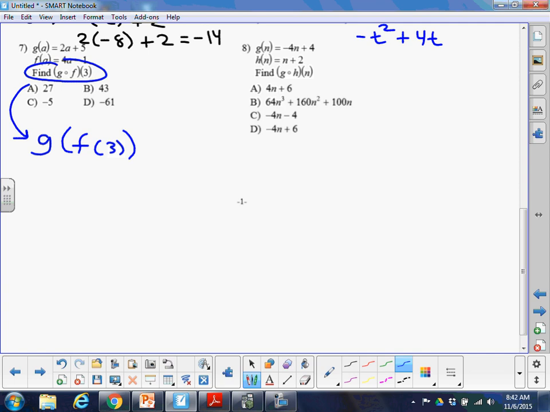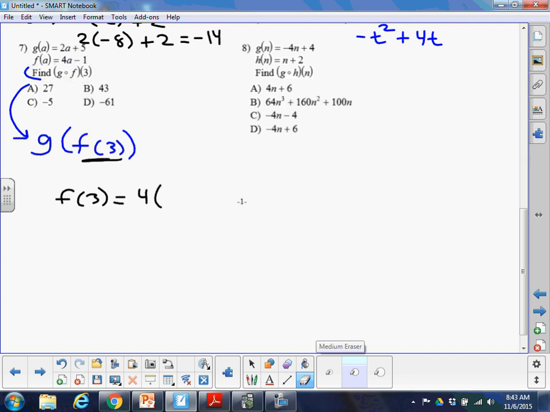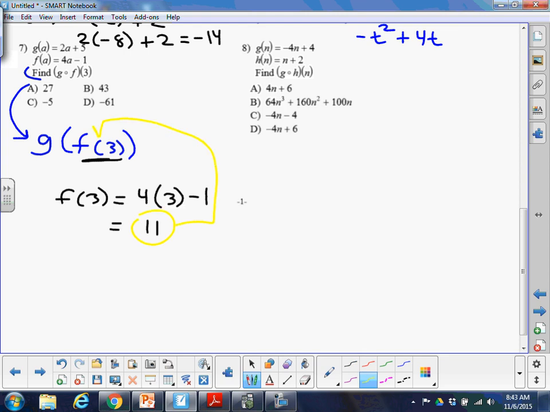Okay, so we need to find first, we always work on the inside, right? So I need to find f of 3 first. Let's find out what this equals. So f of 3, the rule just says it is 4 times, let me just make sure I can read that, 4 times 3 minus 1. Okay, so that looks like an 11, right? So f of 3 is 11. So that is what's going right here.